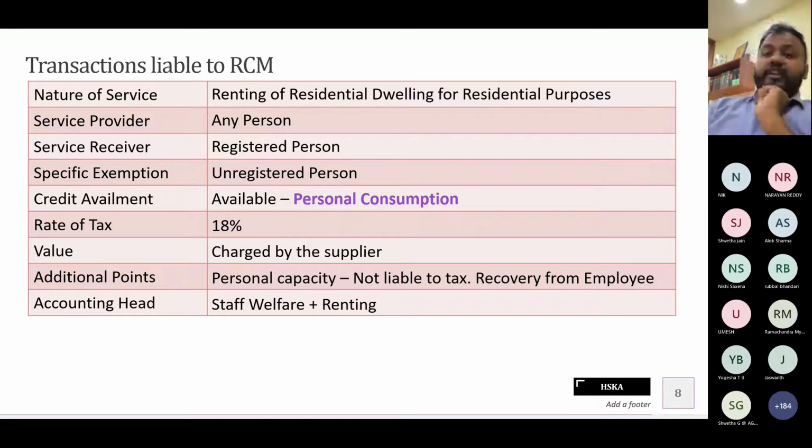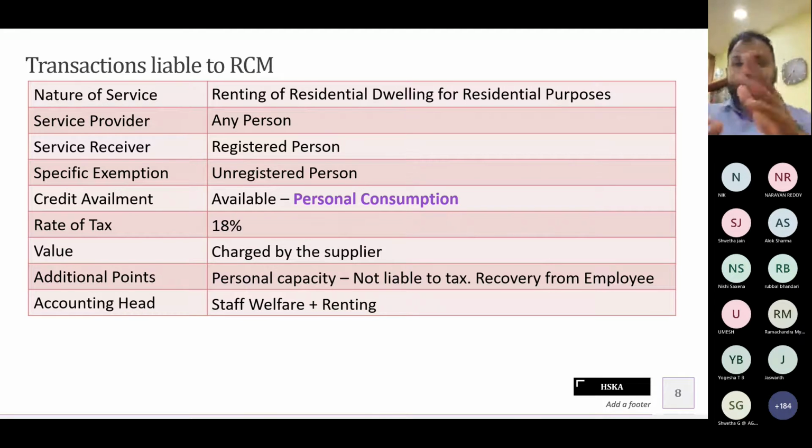Again, we are talking about renting of residential dwelling, but this is for residential purposes. This notification was issued very, very recently. So what it says is renting. Before this, let's look at some background of this entry.